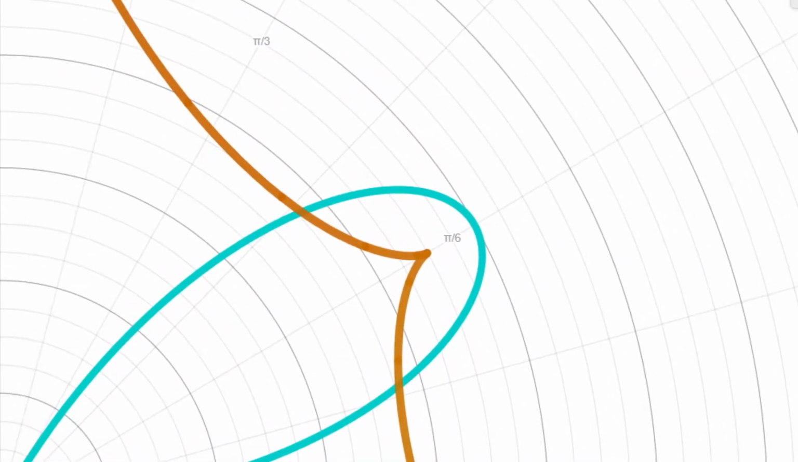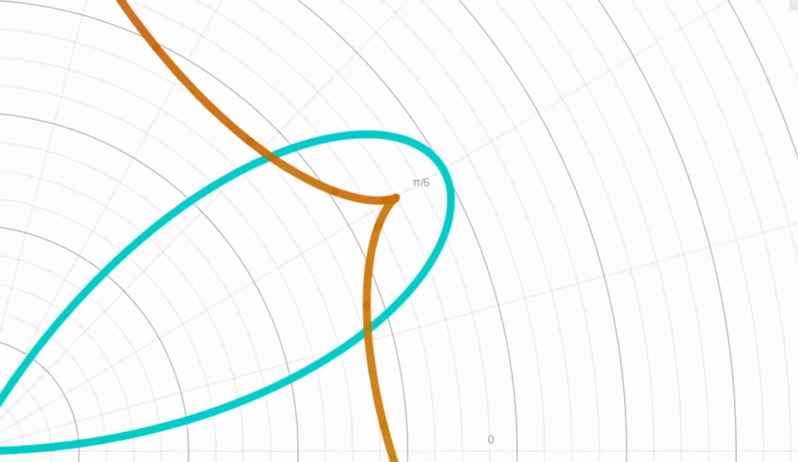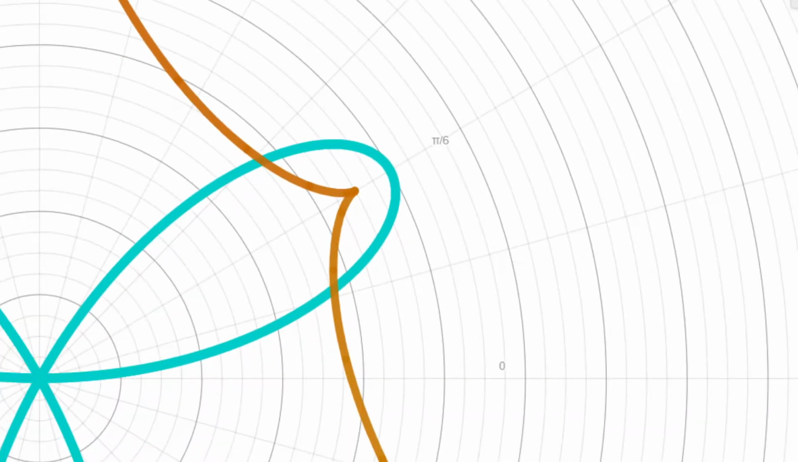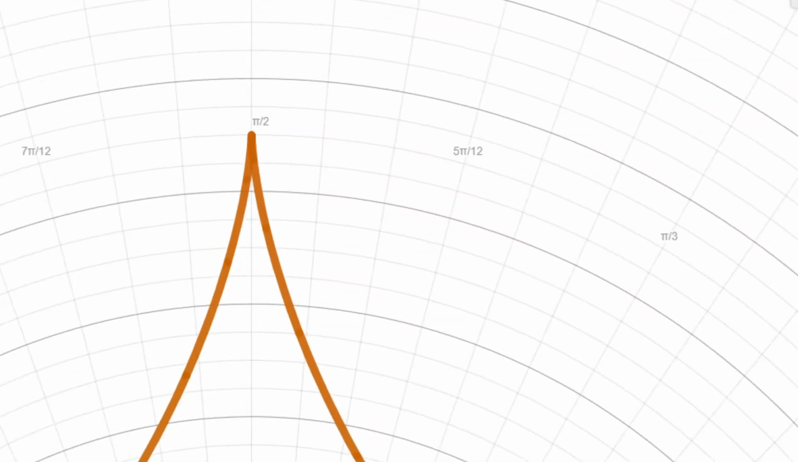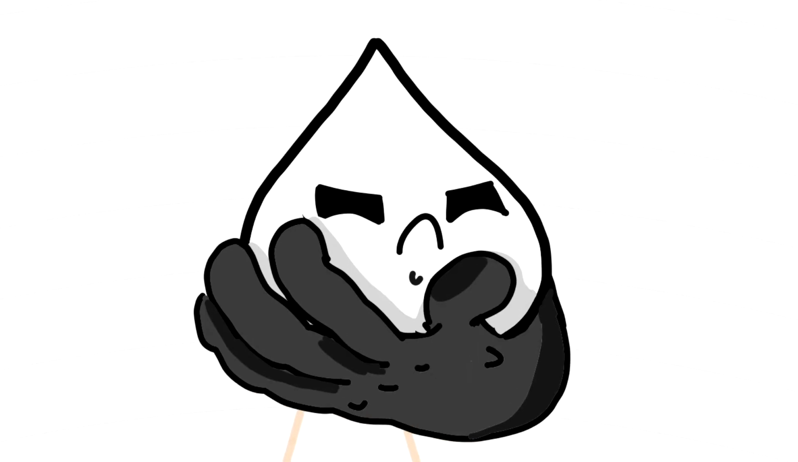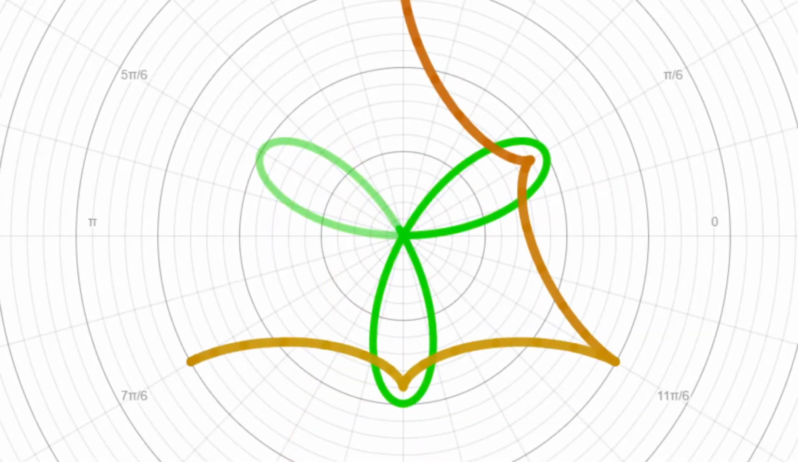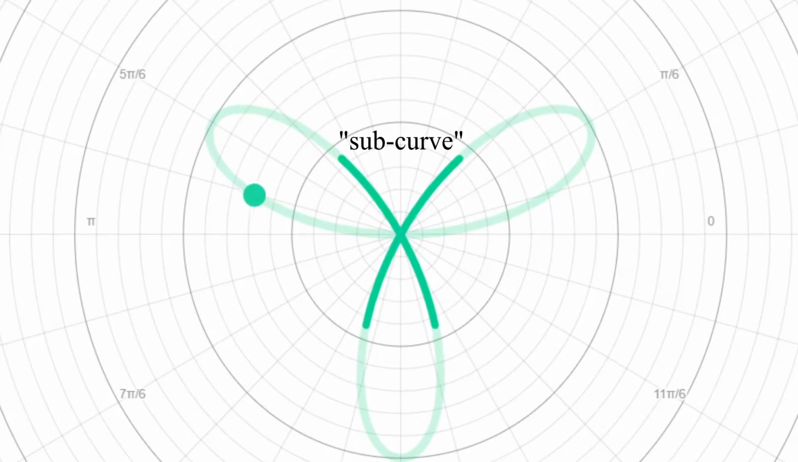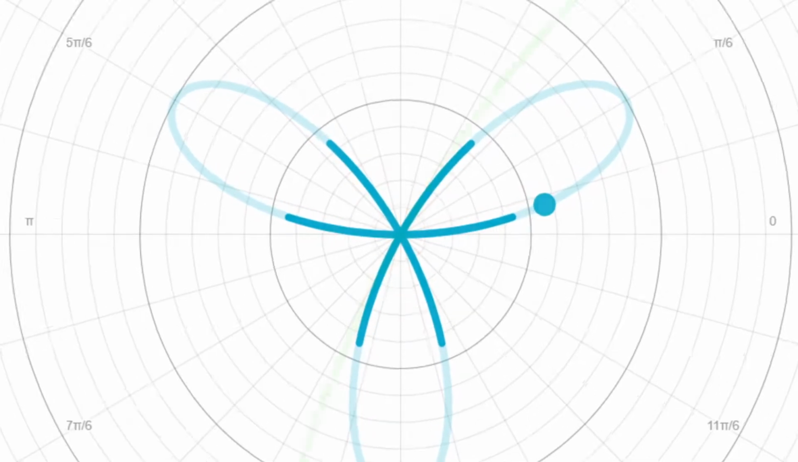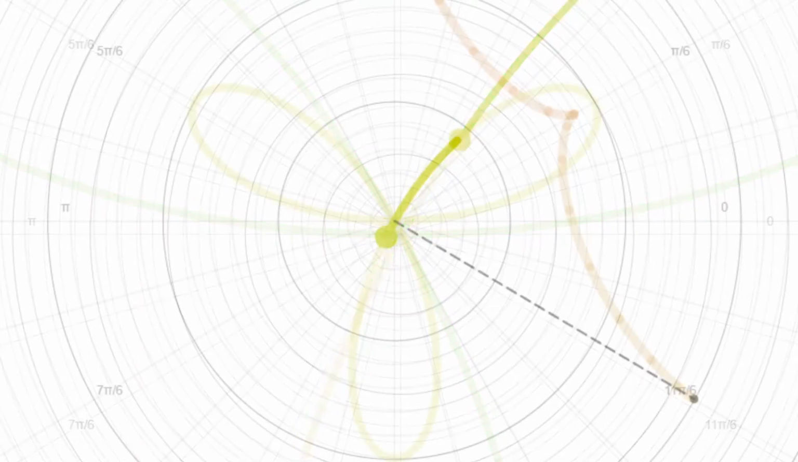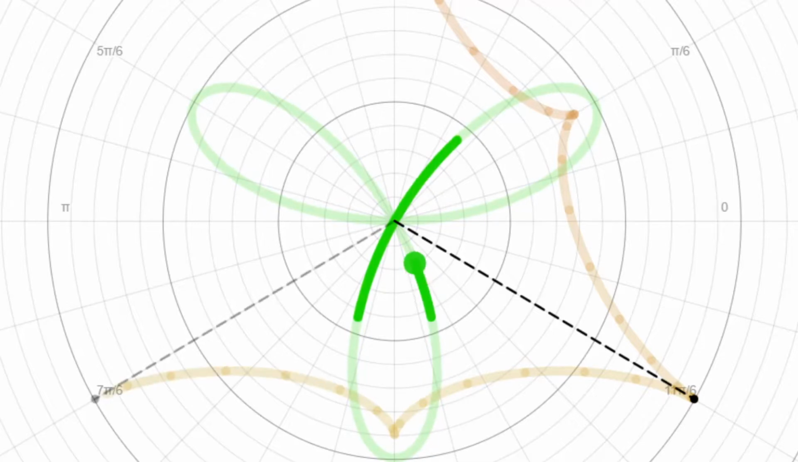It is somewhat intuitive that the generation of these cusps lies under the petals of the rhodonea, but it is not too intuitive that there are cusps in between the petals, which to me sparked some interest. Because the reason these cusps exist between the petals is, during the transition to each petal, we will see this flat subcurve that crosses the origin.